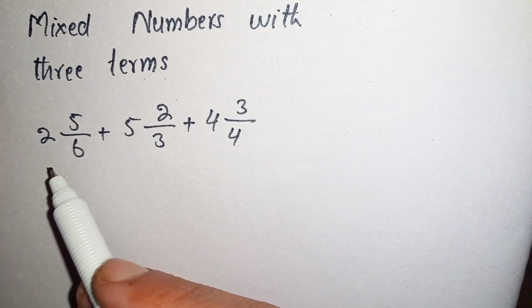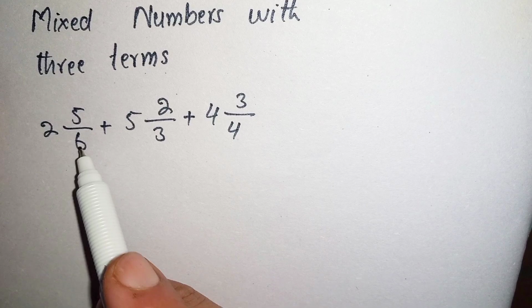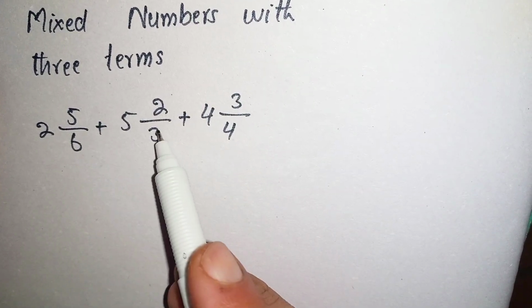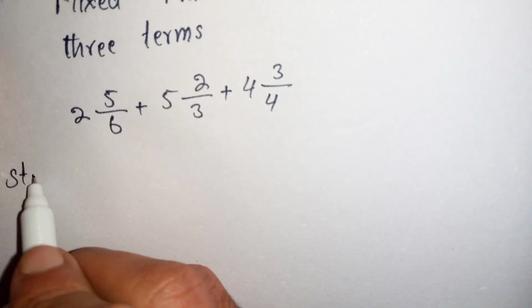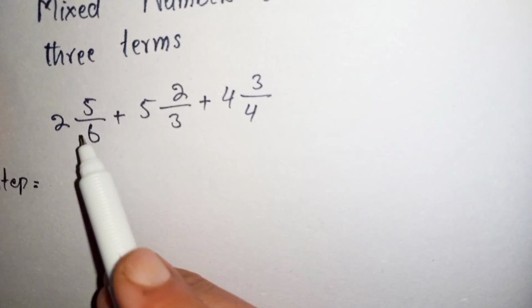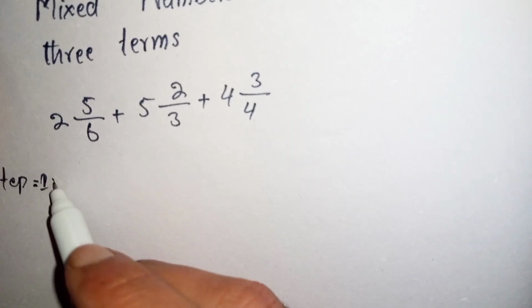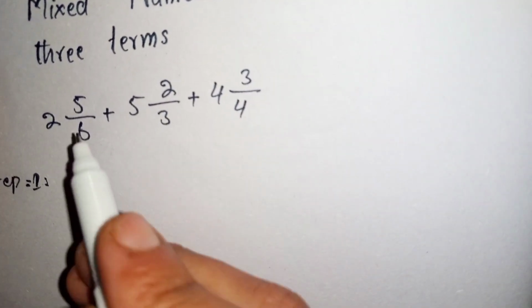In this example, we are adding mixed numbers with 3 terms having different denominators. Here we see that the denominator is 6, here the denominator is 3, and here the denominator is 4. So in step 1, we will convert these mixed numbers into improper fractions.